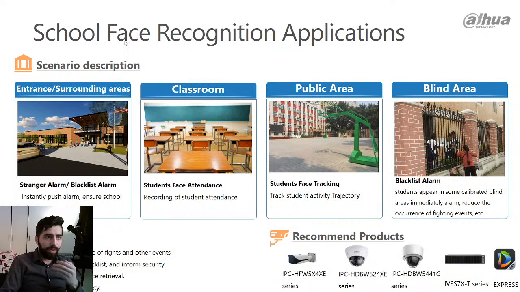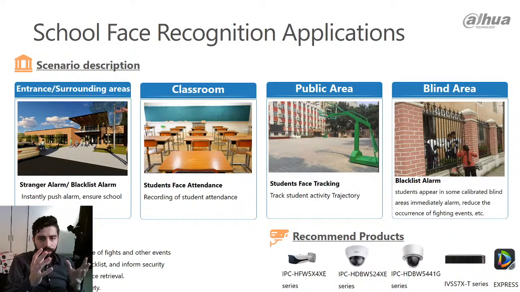For the school face recognition application, actually most of these scenarios we already covered in detail. So the scenario description, the entrance and surrounding area: if strangers are coming to this school, or a blacklist guy is coming to the school, we can get the alarm. In the classroom, student face attendance, okay, so we can know whether these guys attended or not.